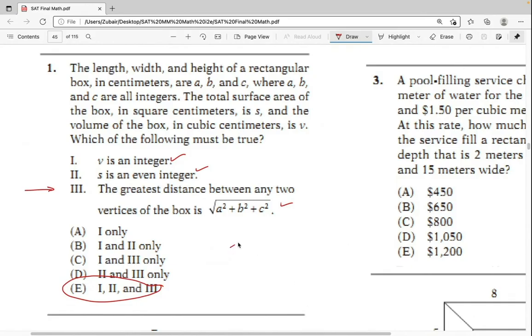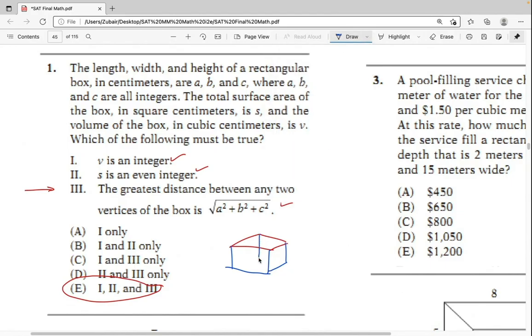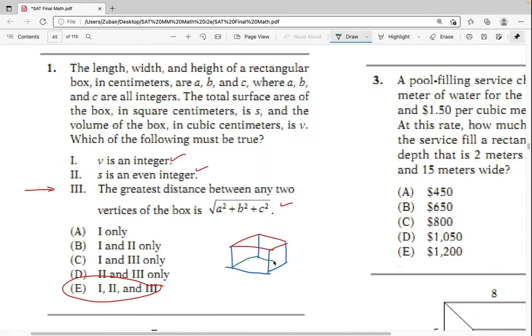When we have a 3D shape, and let that be the base, the longest would be starting from this point and going to the other in diagonal form. So A, B, C, D. AD would be the longest. In order to find that, I'm just using these numbers. Let's say this is 2, this is 3, and this is 4.